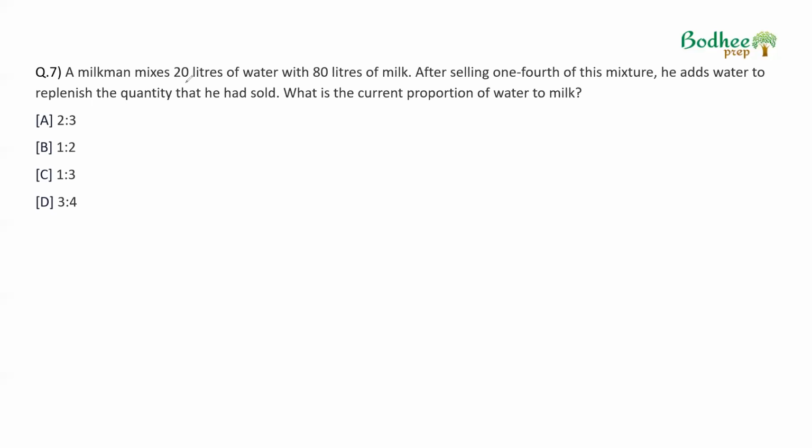A milkman mixes 20 liters of water with 80 liters of milk. After selling 1/4 of this mixture, if we remove or sell 1/4 of the mixture, 3/4 is what we will be left with. So we had 100 liters of the solution. If we remove 1/4, 3/4 is left.